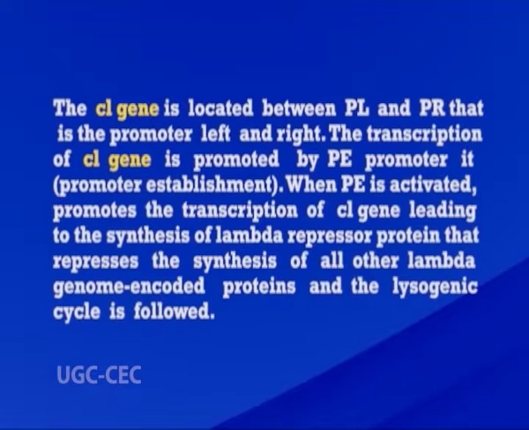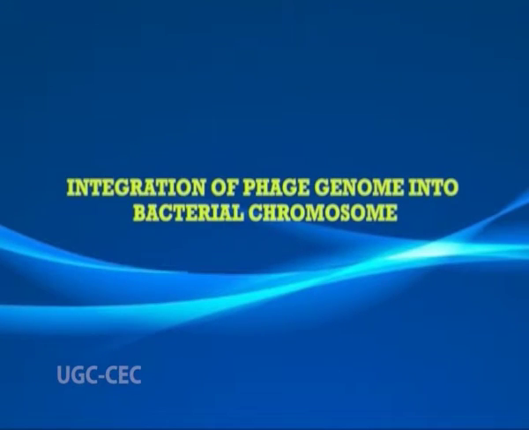The transcription of the C1 gene is promoted by PE, that is the promoter establishment. When this PE is activated, it promotes the transcription of the C1 gene, which leads to the synthesis of lambda repressor protein that represses the synthesis of all other lambda genome encoded proteins, and the lysogenic cycle is followed. Next, we'll come to the integration of phage genome into bacterial chromosome.